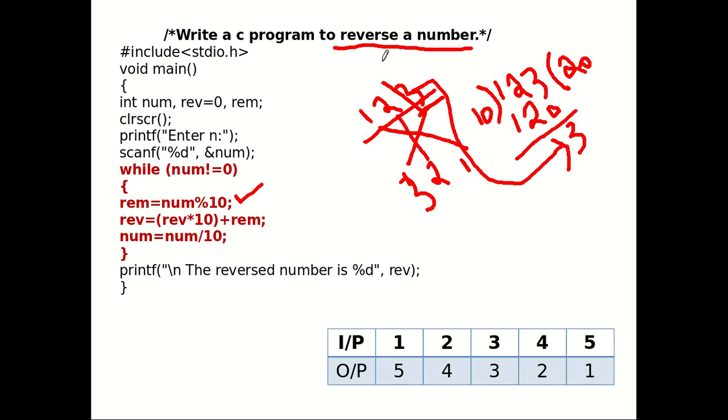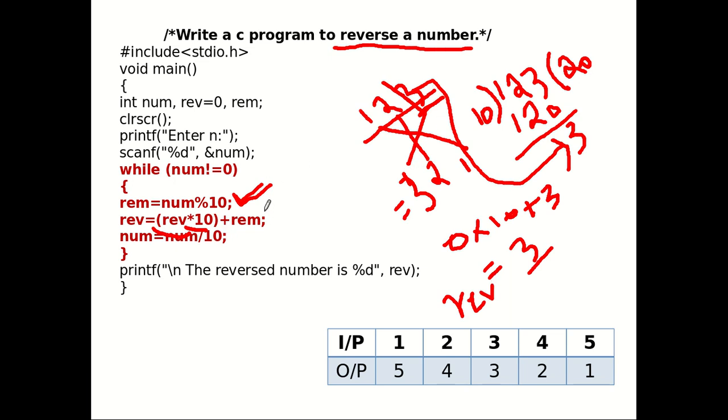To extract the last digit of a number every time, we are using this particular expression. Whenever we extract the last digit, we have to bring this last digit to the first position in the reverse number. For that purpose we are using this statement, that is reverse = reverse * 10 + remainder. The value of reverse is 0, so 0 * 10 plus 3 is equal to 3. The last digit from the original number is separated and placed in the first position in the reverse variable.